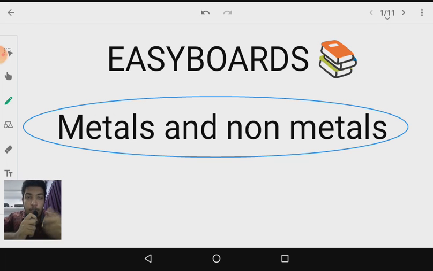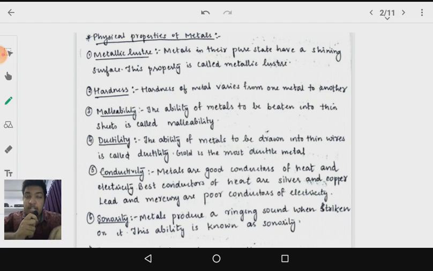The topics of metallurgy and corrosion have been deleted from the curriculum for this academic year. So without any time delay, let's get started with the topic. First one is the physical properties of metals. There are 6 properties which are mentioned in NCERT. So let us understand each of these properties one by one.